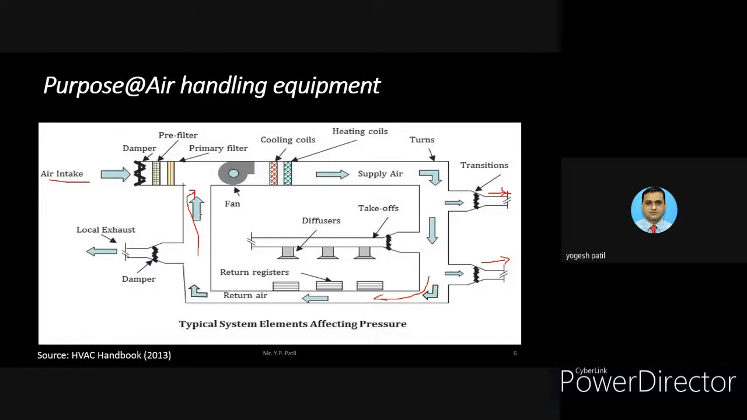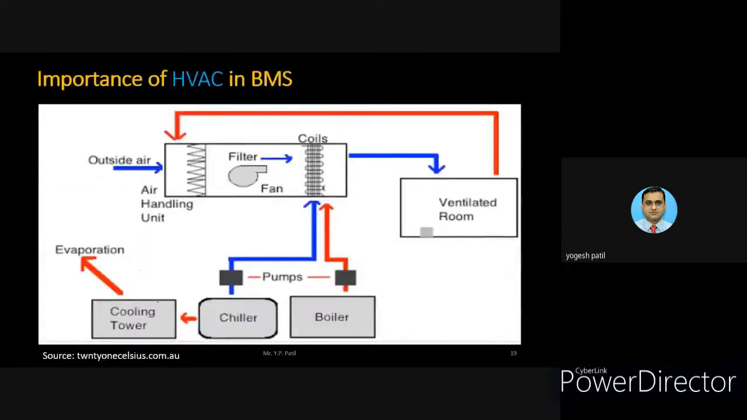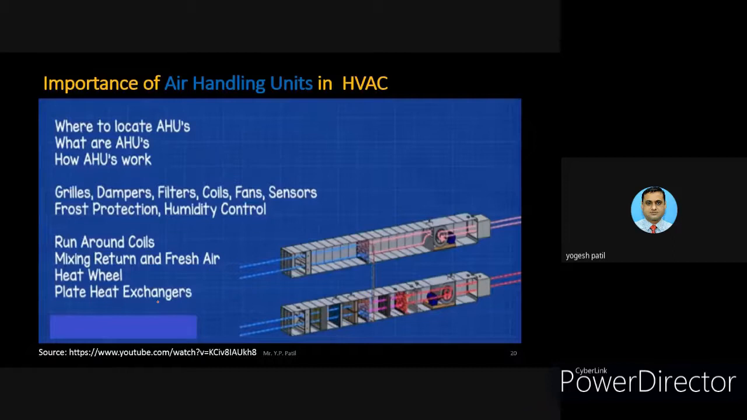So based on that, there are different types of air volume systems. Sometimes it can be reused, and sometimes it can be taken out through these sections. You can see over here there are different diffusers. So this is an HVAC air handling unit.